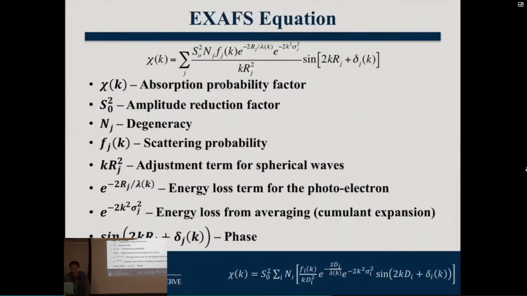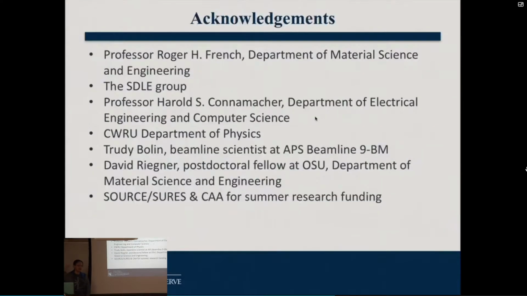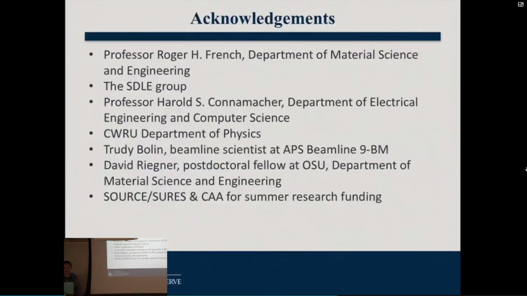And how do you get structural data from this? Well, glad you asked. So here's the final plan, and this is the last slide. We measure chi of k experimentally, and all we have to do is curve fit for d sub i values. Or alternatively, you could just take the Fourier transform of the k-space data. And actually, I'm using both of the methods for my senior project in my materials science bachelor's. Oh, okay, PowerPoint's freaking out. My project essentially wants to compare the two methods for certain materials. And yeah, that's it.